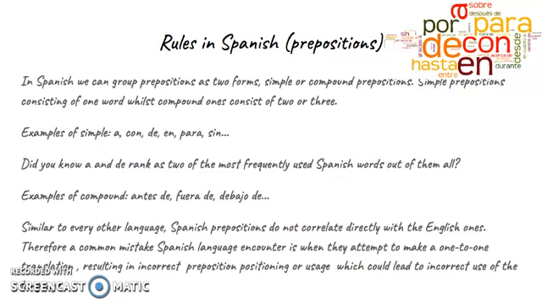Similar to every other language, Spanish prepositions do not correlate directly with the English ones. Therefore, a common mistake Spanish language learners encounter is when they attempt to make a one-to-one translation, resulting in incorrect preposition positioning or usage, which could lead to incorrect use of the language.